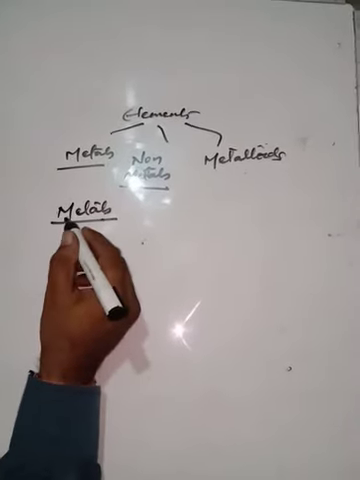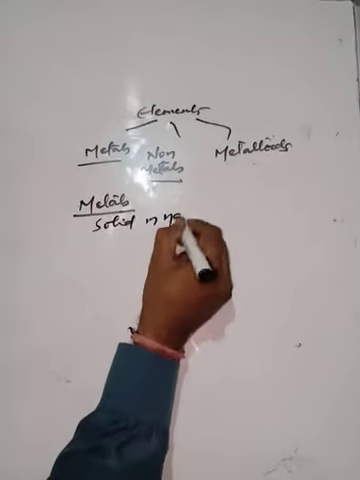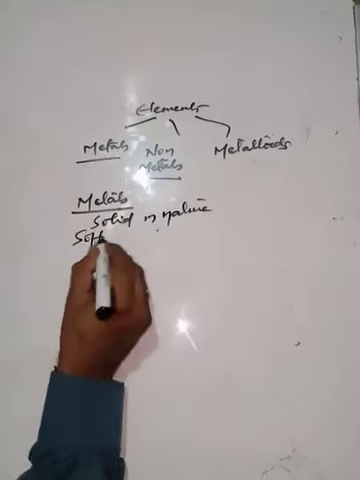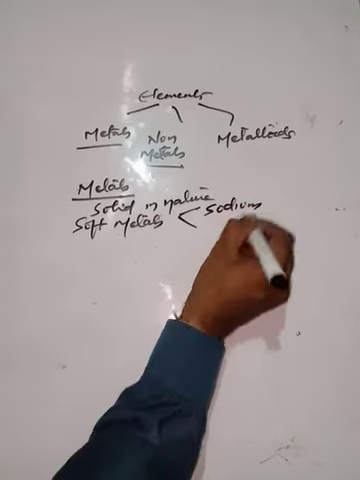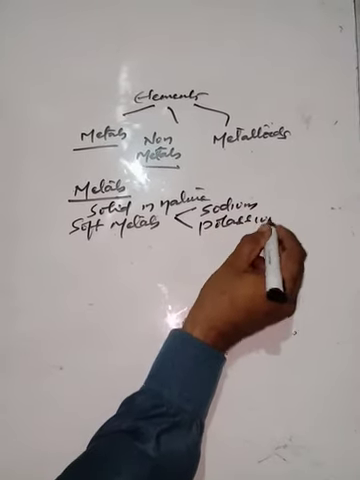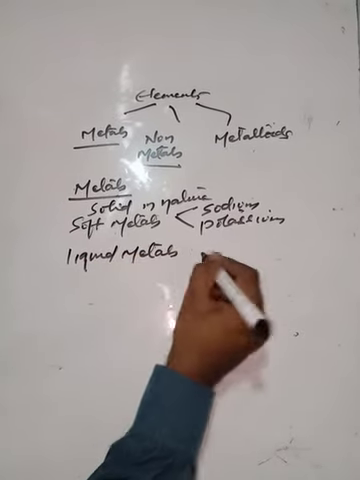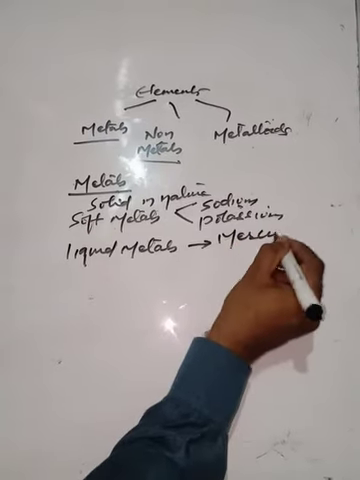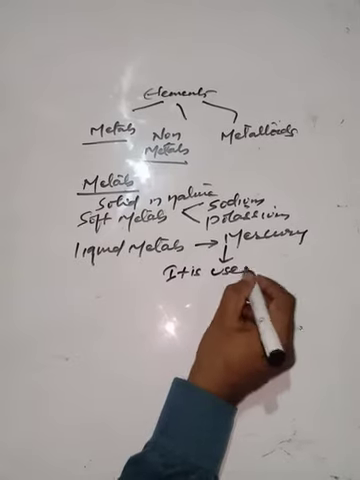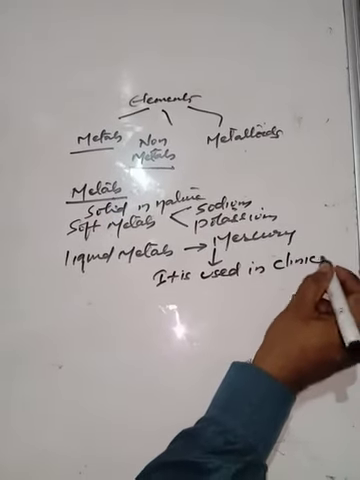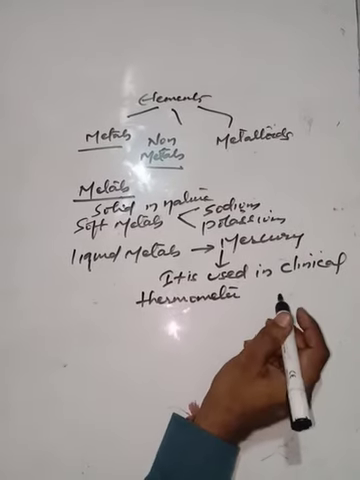Metals, there are many. Metals are solid in nature. Then soft metals, there are two: sodium and potassium. Here again come the liquid metals. One is mercury. So what is the use of mercury? Mercury is used in clinical thermometers to measure the body temperature.